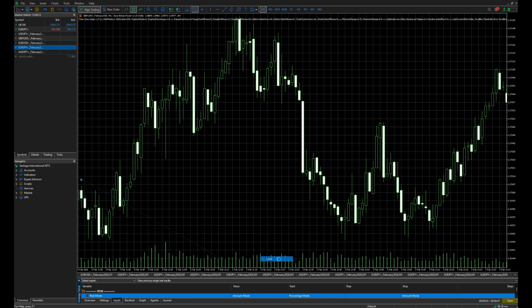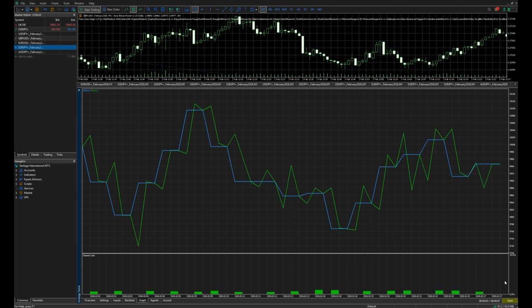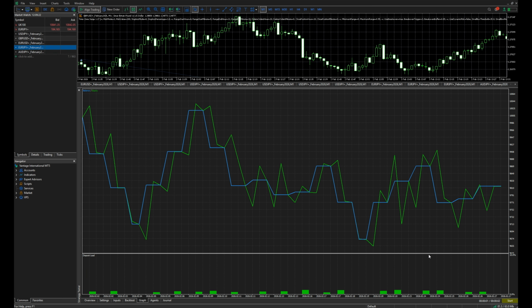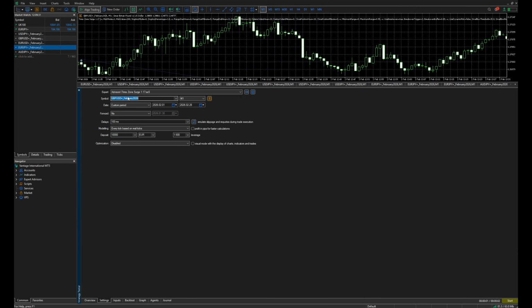Let's load in the second setup for GBP USD. And this setup I'm running myself, but it did not perform well. So minus 184. And then we move on to the last pair, which is Euro USD.